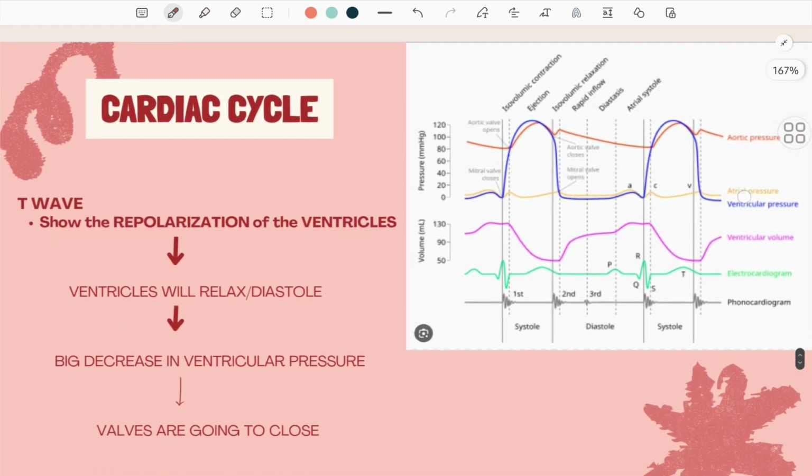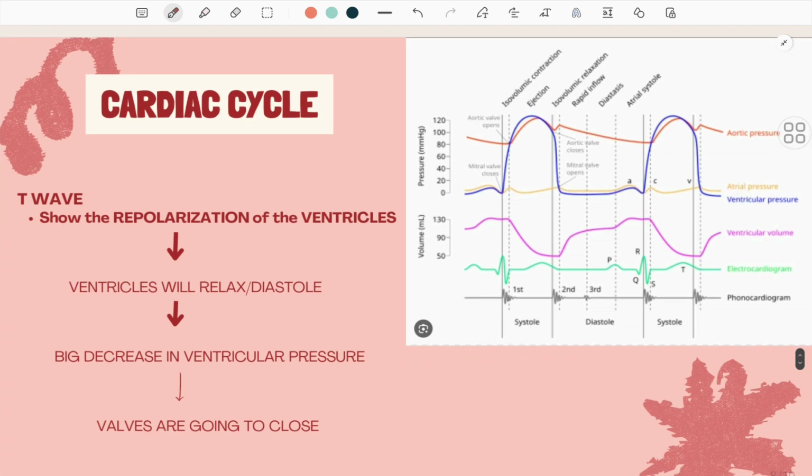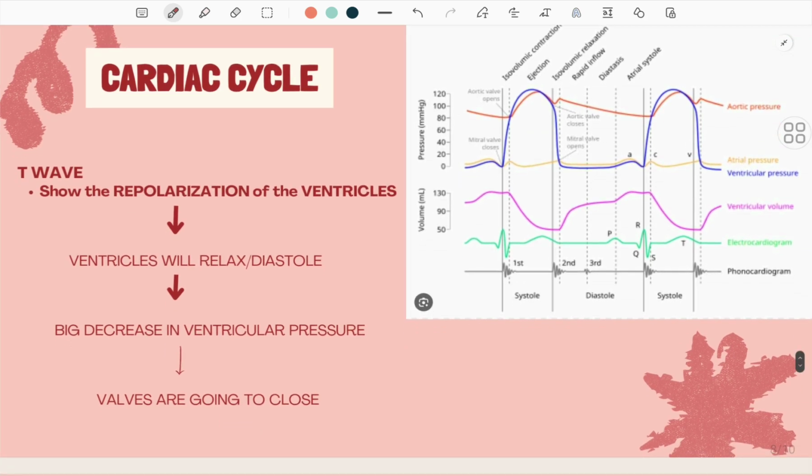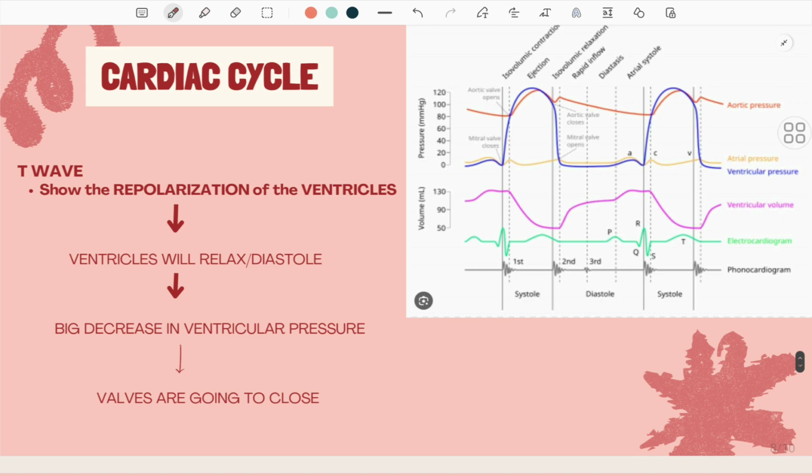Now moving on to the last part of the cardiac cycle, this is the T wave. Unlike the other two, the T wave shows the repolarization of the ventricles. This means that the ventricles are now all relaxed. They're in a state of relaxation, and it's what we call the ventricular diastole, because systole means contraction, diastole means relax. Because of the relaxation of the ventricles, there will be a big decrease in ventricular pressure, which we can see here in the ECG. There's a big decrease right here.